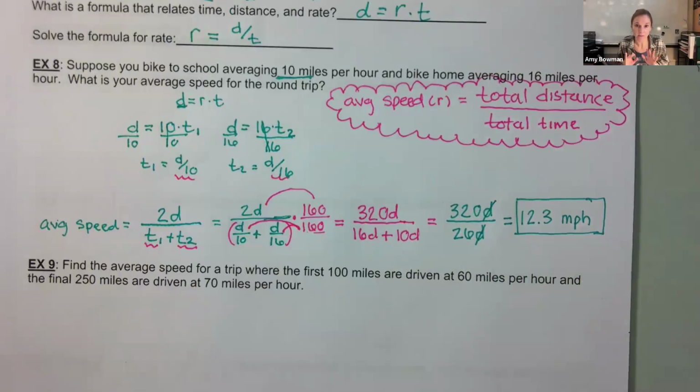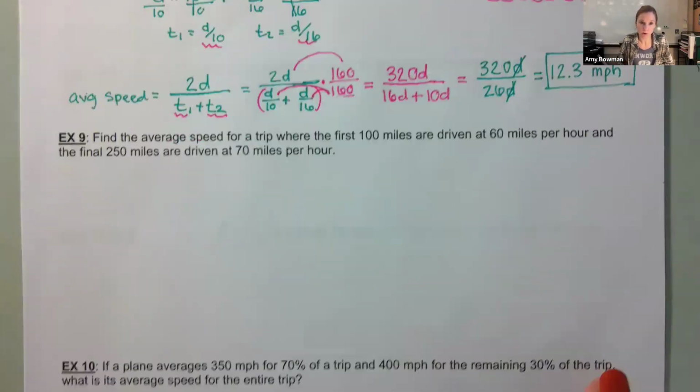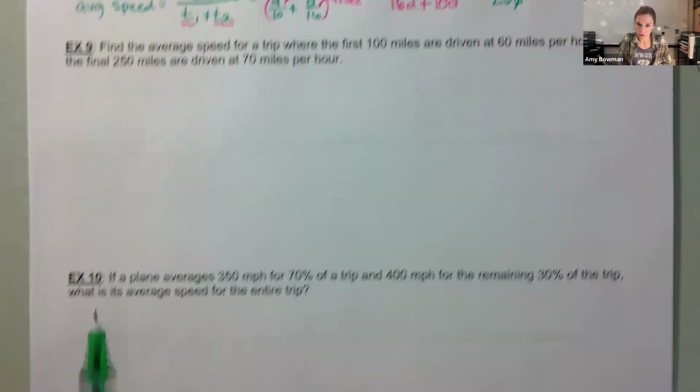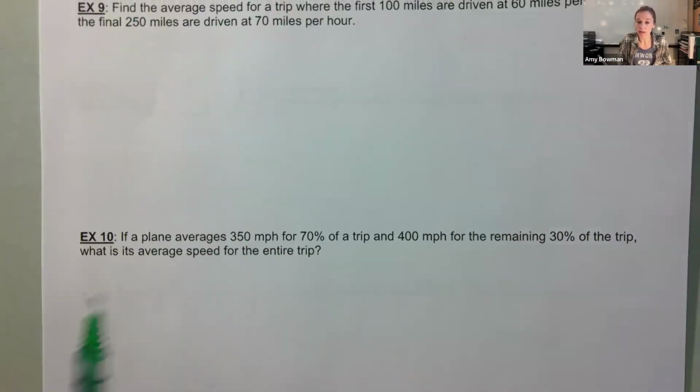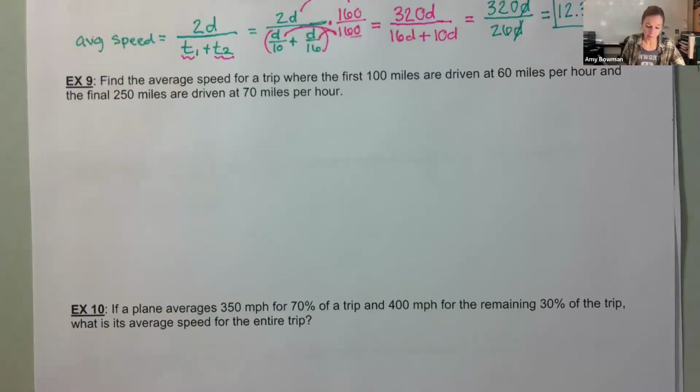Okay, so that is a hopefully very clear walkthrough of average speed. I'm going to walk through these two more, 9 and 10. After number 9, I would encourage you to pause 10 and try it on your own. And if you need to go back and walk through with me, then do that. All right, another averaging rates here.